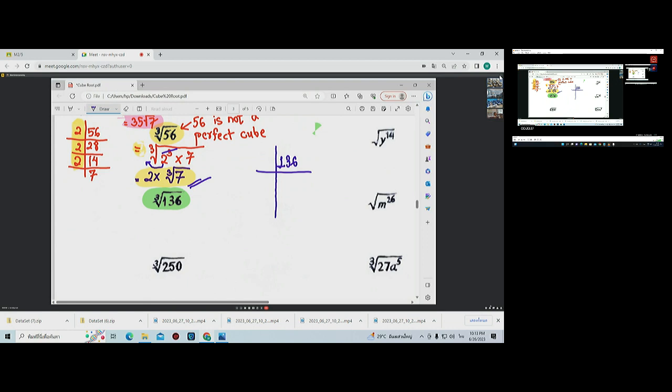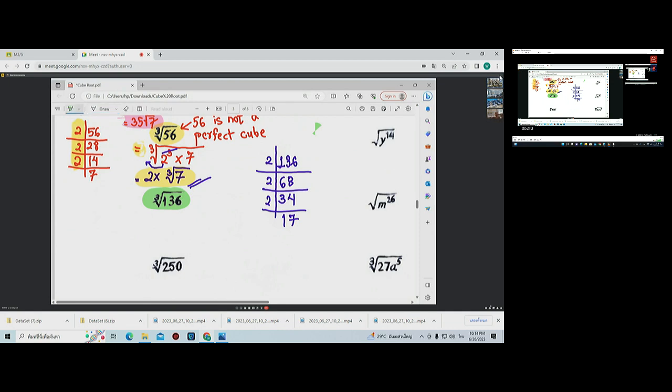136 factorize with 2. 2 how many? 2 6 are 12, 2 8 are 16. 68 factorize with 2. How many? 34. 34 factorize with 2. How many? 17. Can you factorize 17? No, because 17 is a prime number, right?